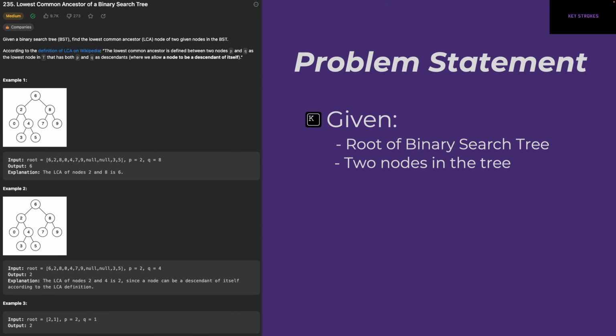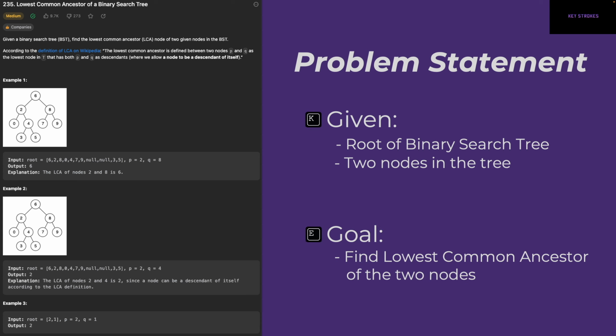We'll be given the root of a binary search tree, and we'll be given two nodes in the same binary search tree. And our goal will be to find the lowest common ancestor of the two given nodes in that binary search tree. Looking at the examples, in the first example, this is the tree given to us, and then the first node is 2 and the second node is 8. In this case, the lowest common ancestor basically means keep traversing all the way up until we find a common node, which is 6 in this case. So the output becomes 6.